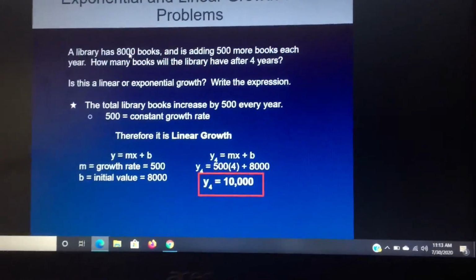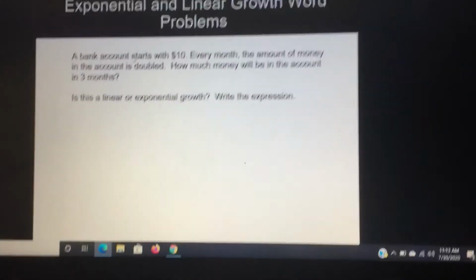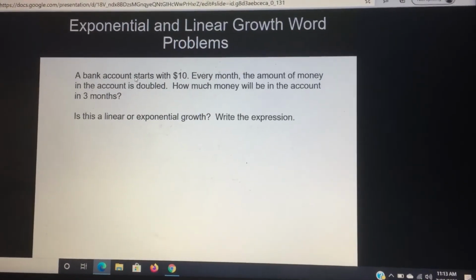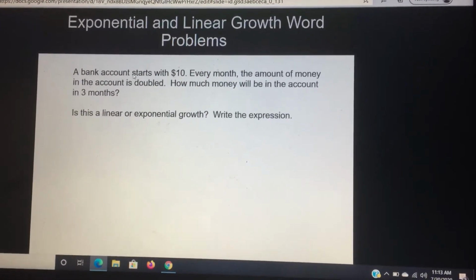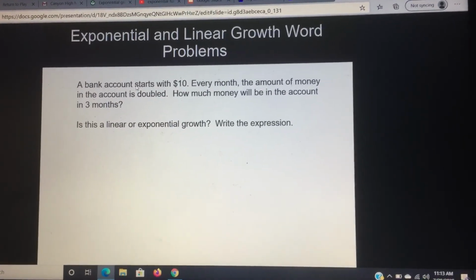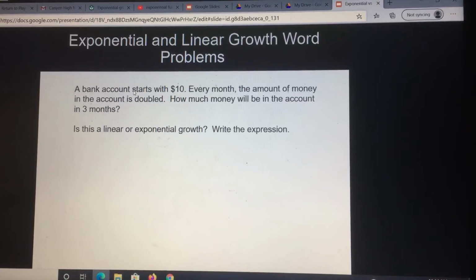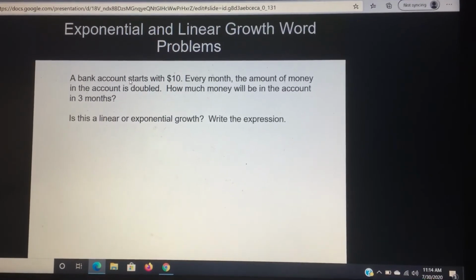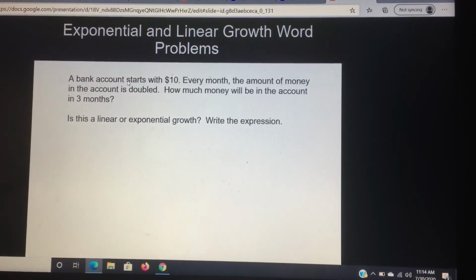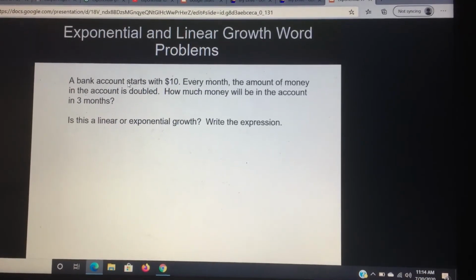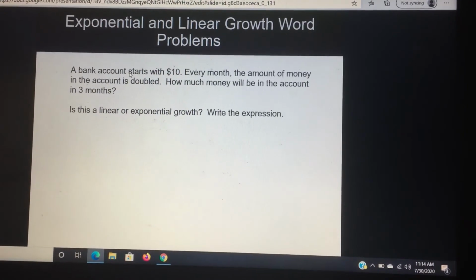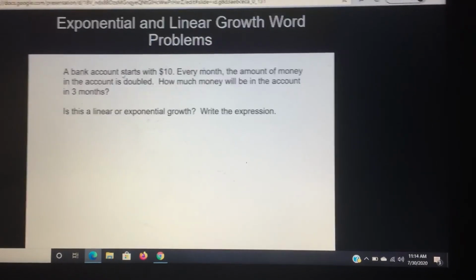Okay, now let's do another one. A bank account. Now this is a good one because, for those of you that want to make money, this would be a great one. It's a bank one, and this is where it's used a lot, especially for exponential growth and decay, where you take a lot of money out or you put a lot of money in. A bank account starts with $10. Every month, the amount of money in the account is doubled. How much money will be in the account in 3 months?